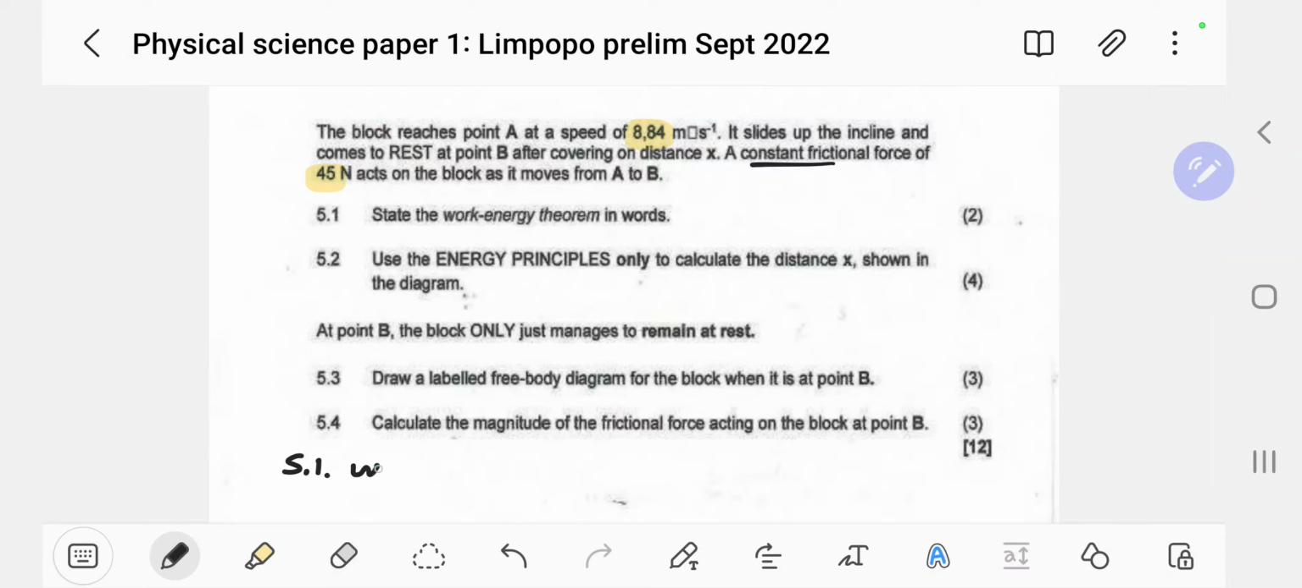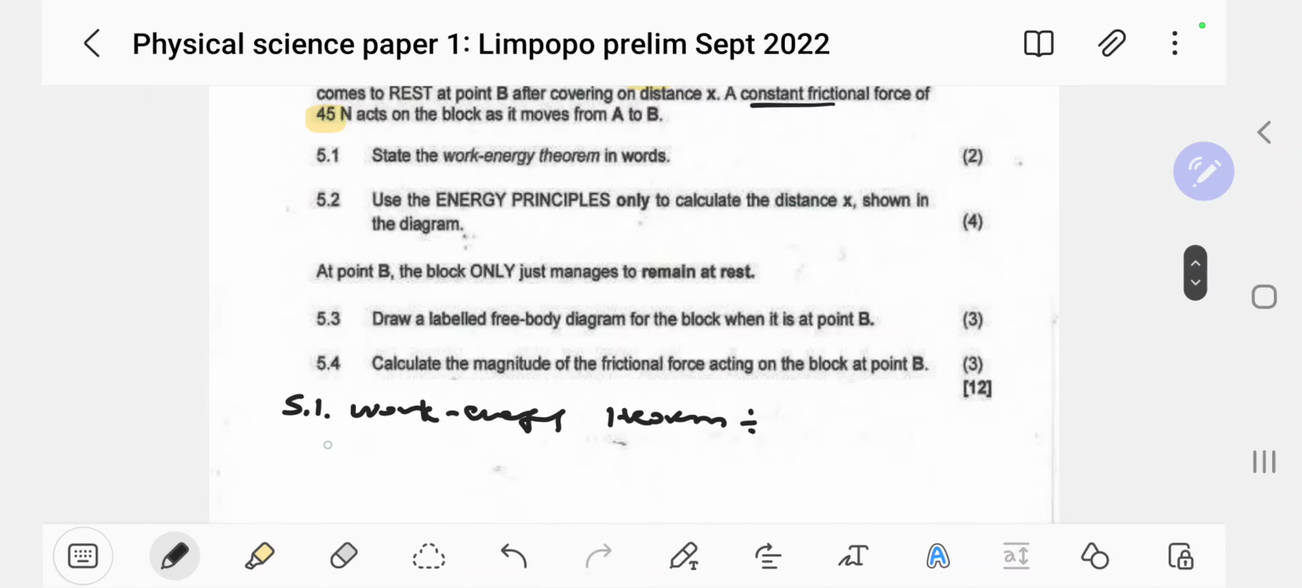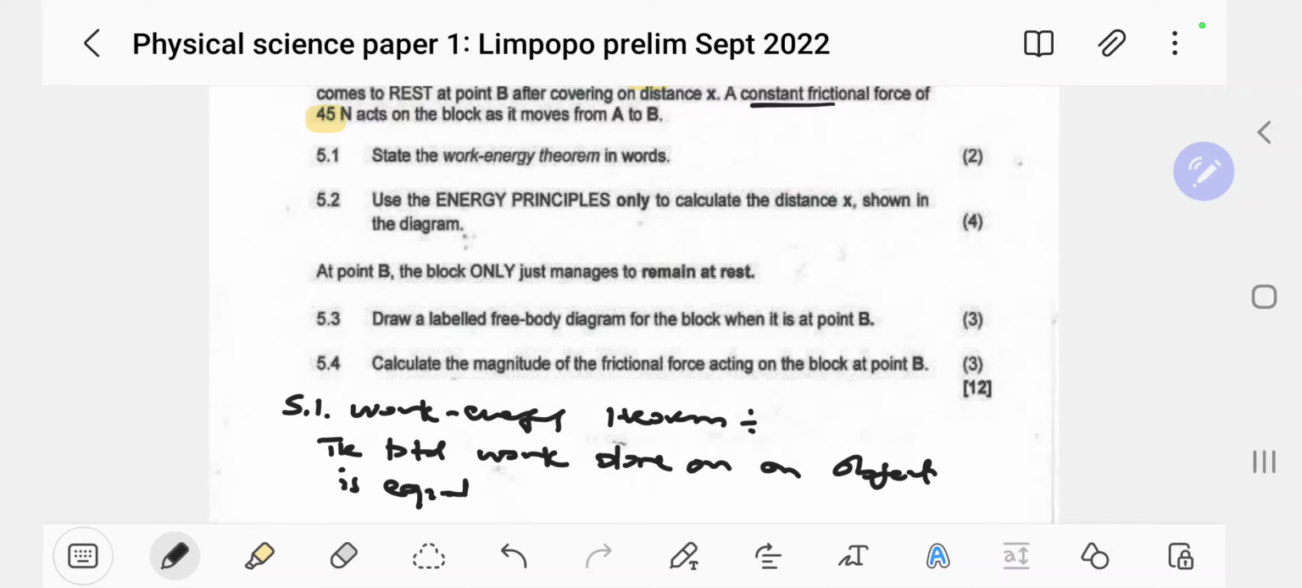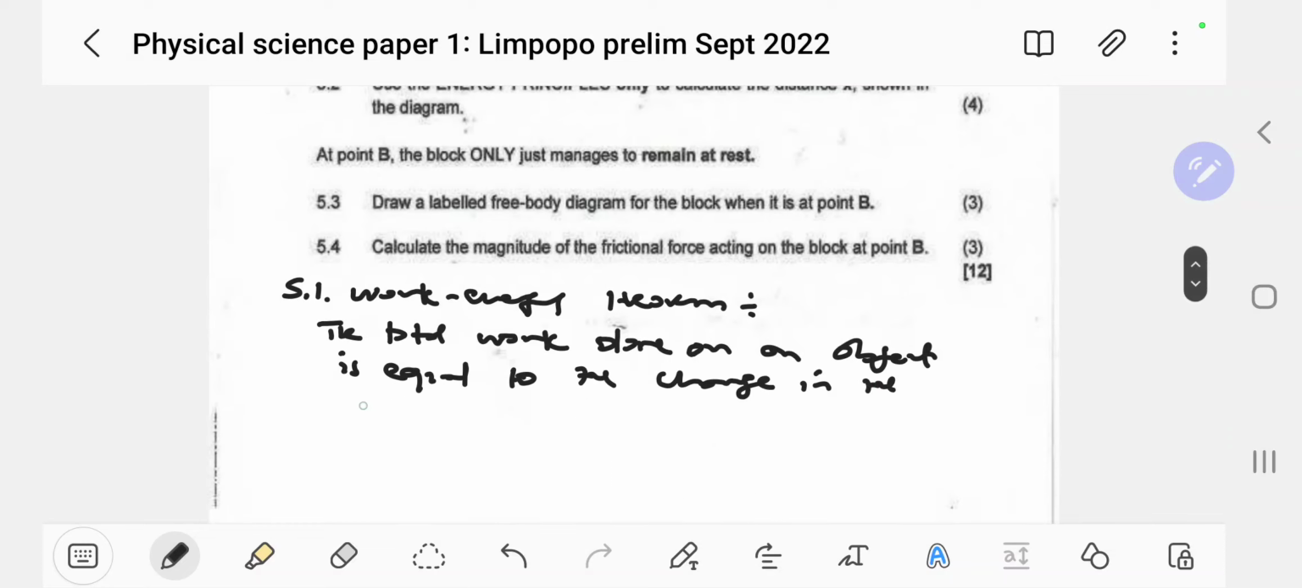5.1. So we have the work energy theorem. It states that the total work done on an object is equal to the change in the object's kinetic energy.